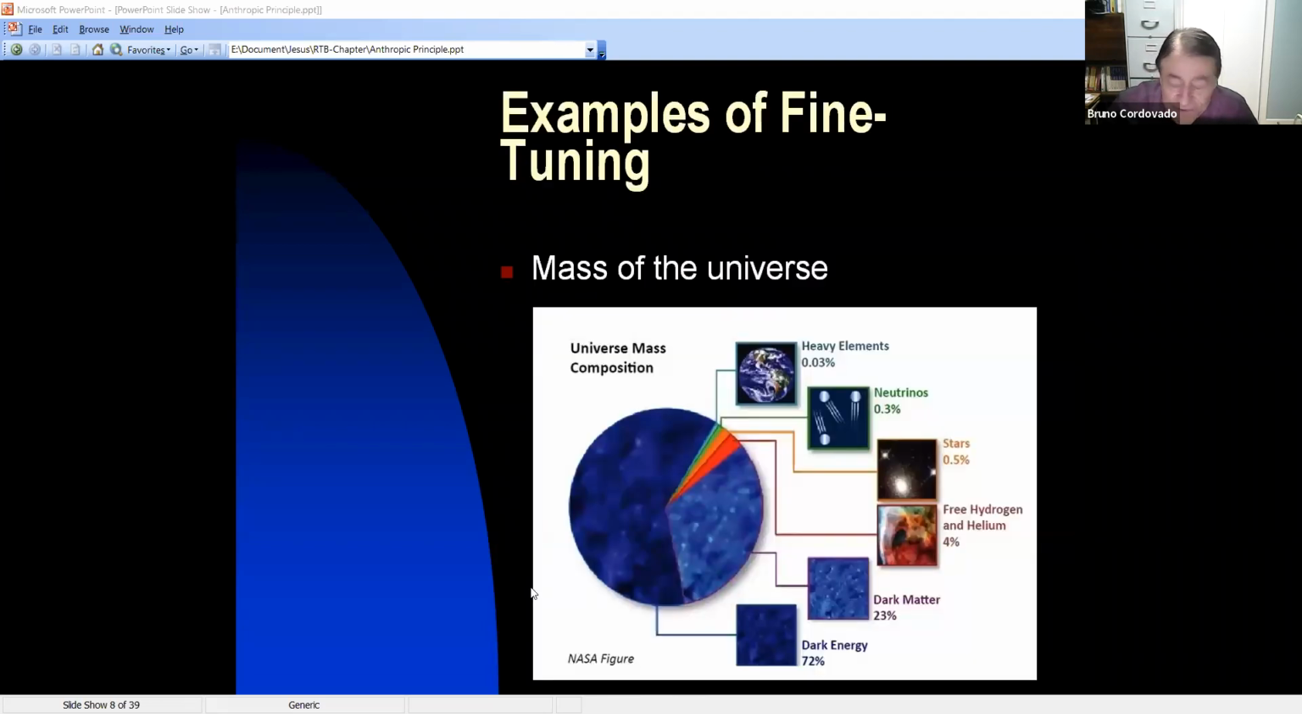So now let's go through some of the factors that are involved in the fine-tuning. We're going to start with having the correct mass of the universe. This chart gives you more or less what the whole universe is composed of. 72% is actually dark energy. 23% is dark matter. And the rest is regular matter, which is hydrogen, heavy elements in the planets, neutrinos, and hydrogen and helium in stars.